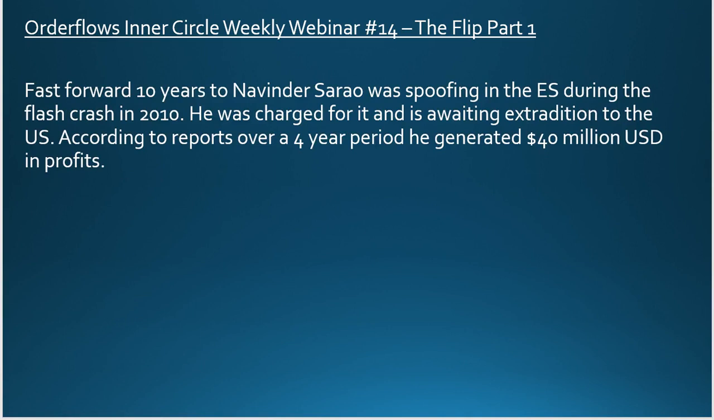So fast forward to 10 years from the time of Paul Rotter, and there's this guy Navinder Sarao. If you remember, in 2010 there was the flash crash, when a massive E-mini S&P order hit the market. I forgot how many, 160,000 lots, and it basically caused the flash crash. There just wasn't any liquidity.